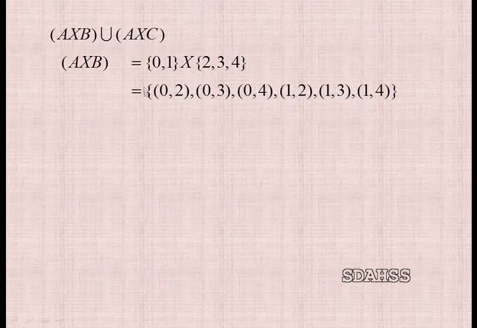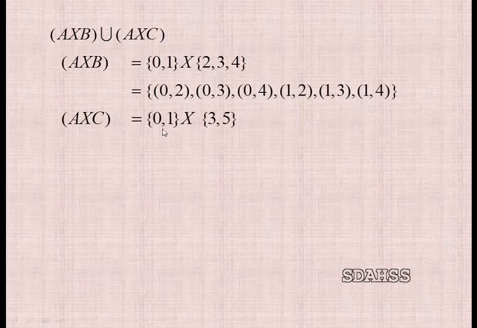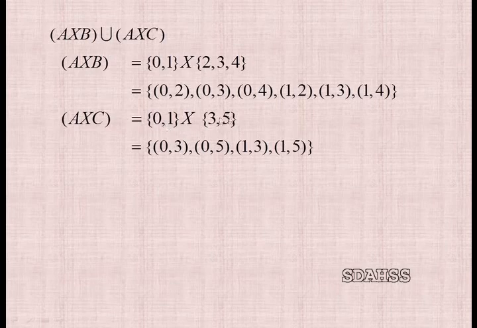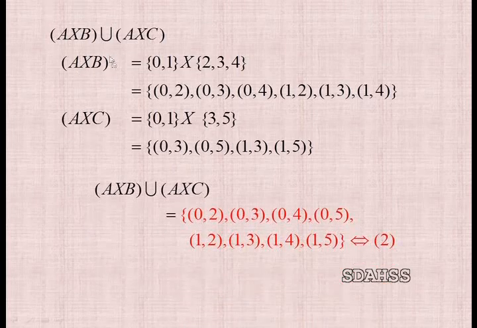Then you find A cross C. A cross C is equal to, here the set A is {0, 1}, cross C is {3, 5}. So this can be written as (0,3), (0,5), (1,3), (1,5). Now combine both the sets, (A cross B) union (A cross C).